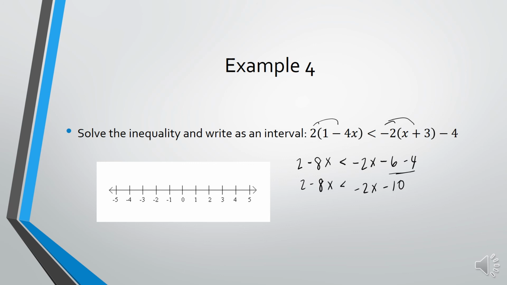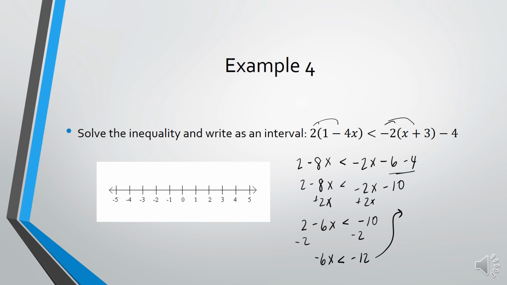All right, so we talked about this before. Whenever your variable is on both sides, just move one of them. So I'm going to move this negative 2x over. When I do that, I get a negative 6x on the left-hand side and a negative 10 on the right. I didn't multiply or divide by a negative, so we're good. Next thing I'll do is subtract 2. So negative 6x is less than negative 12.